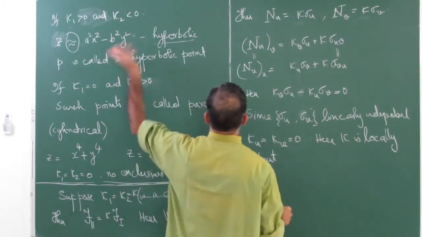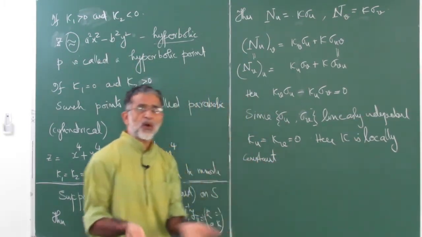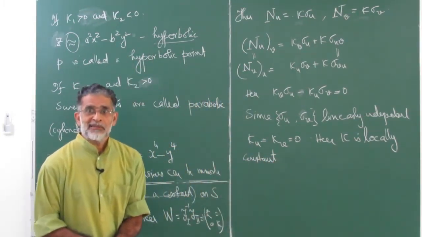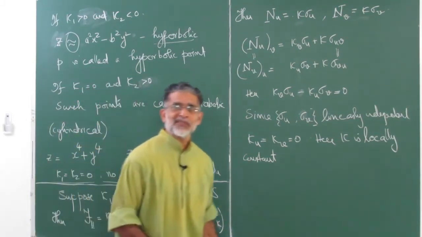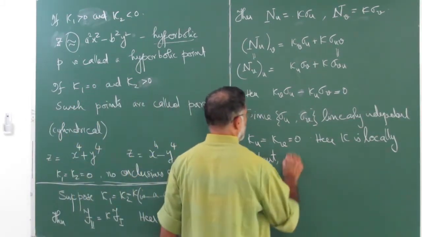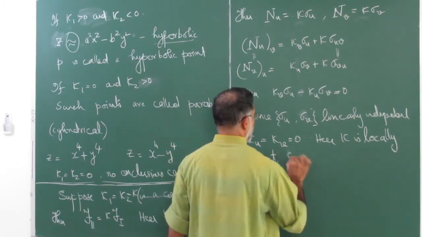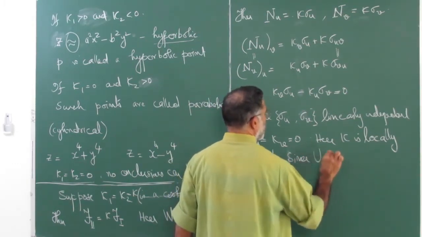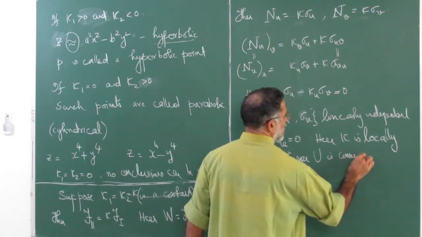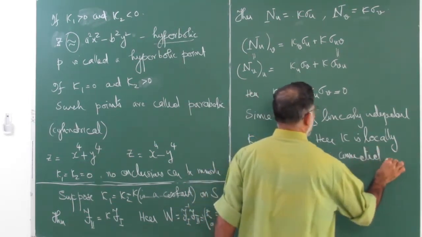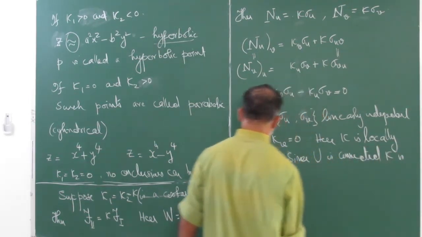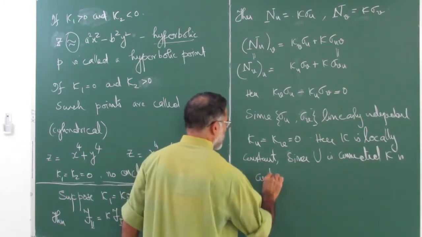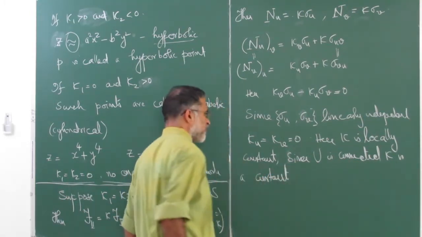But then all these are defined on U, that's connected. So therefore locally constant means it must be constant. Since U is connected, kappa is a constant. So that's the first thing.